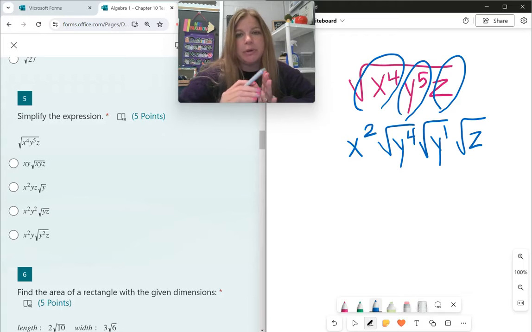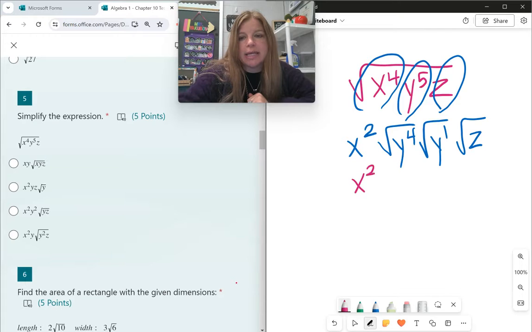When you have a square root of a number to the first power, you have to just leave it under the radical. So now this becomes x to the 2nd. I can now take the square root of y to the 4th. The square root of y to the 4th would be y to the 2nd. But square root y is going to stay square root y, and square root z will stay square root z.